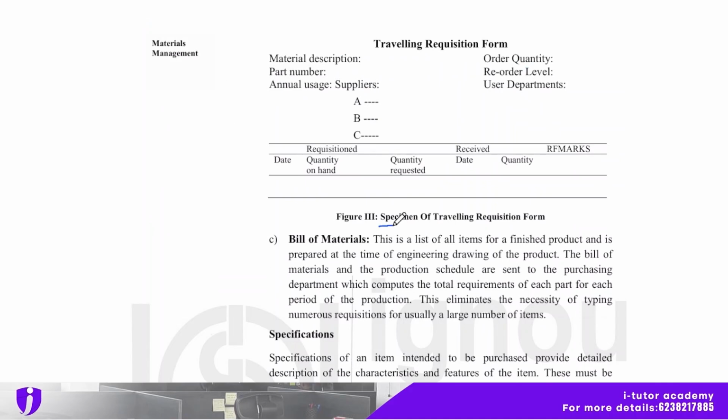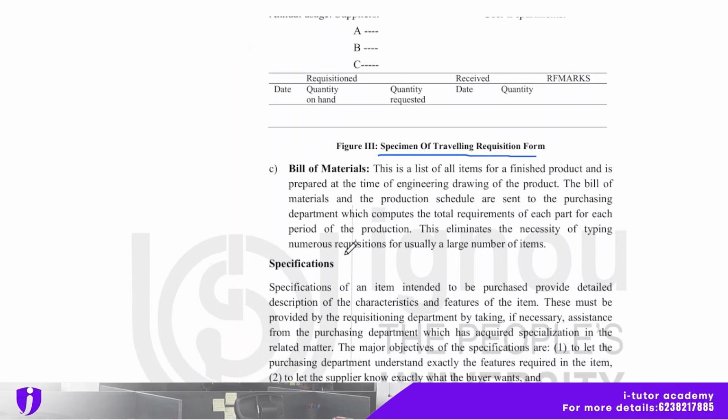So this is figure 3, specimen of traveling requisition 4. Okay, so please go through your study material, so you will get more idea.